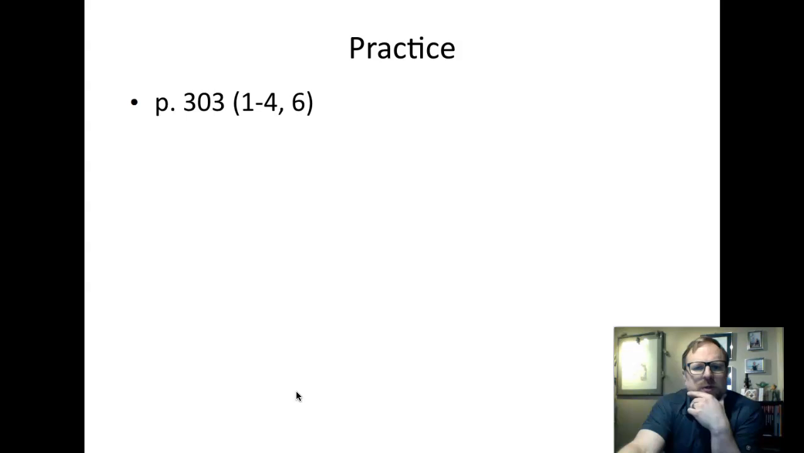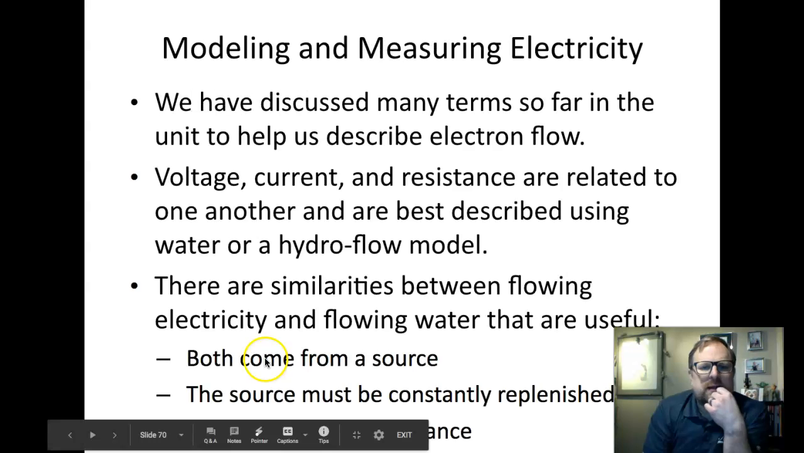So at this point, if you wanted to hit pause and take a bit of a break, you could, and look at page 303 of your textbook and answer some questions on there if you would like, questions 1 through 4 and number 6. If you wanted to hit pause and do that. And if you didn't, then please continue watching, and we will continue on to the next slide.